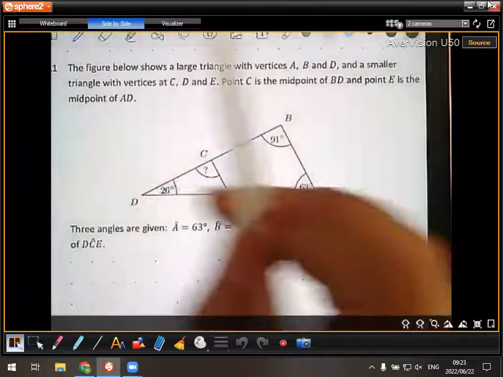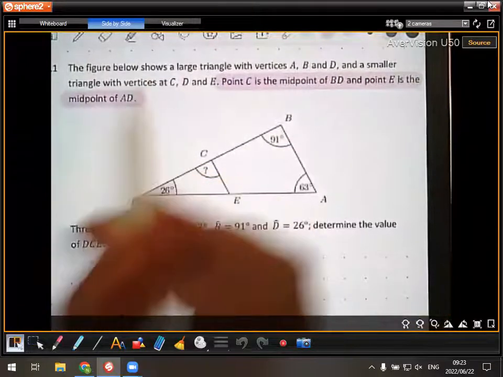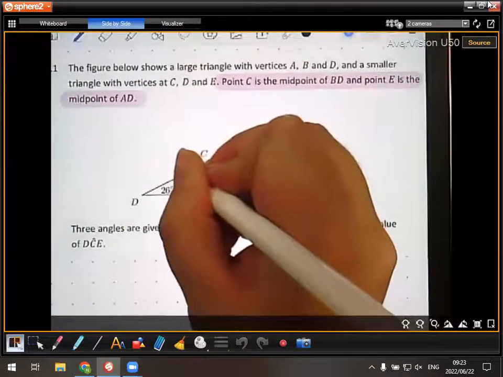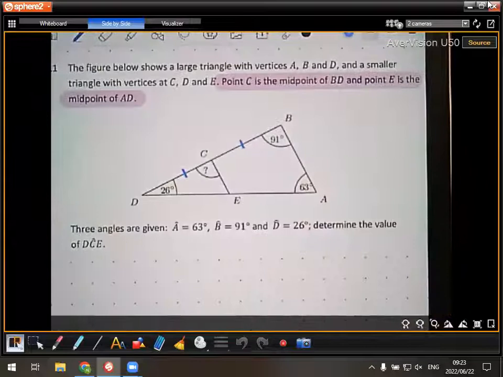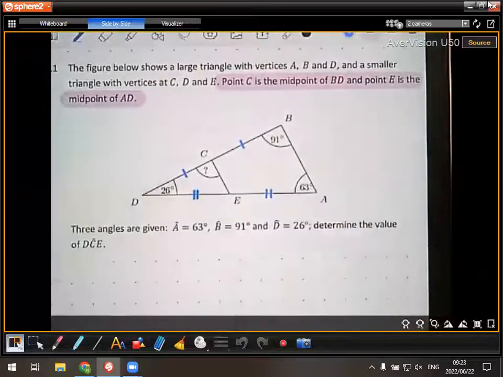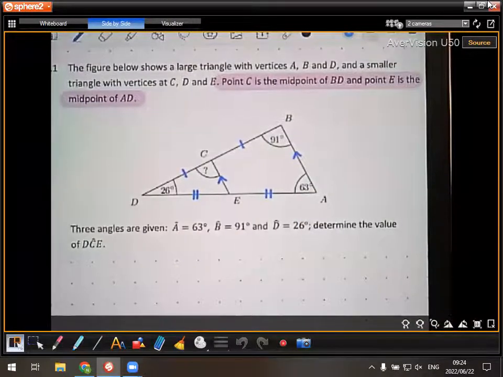This bit of information here, which is written down but not drawn onto the picture, is the key to the whole question. Point C is the midpoint of BD. So that means that these two bits are equal. And point E is the midpoint of AD. Right, so there we have AD. That means that these two bits are equal as well. So do I have that CE is a line joining the midpoints of two sides? Yes. Meaning that CE is in fact going to be parallel to AB.